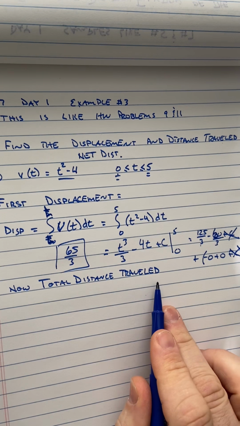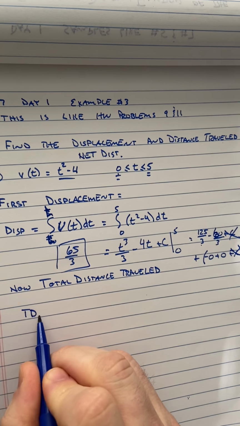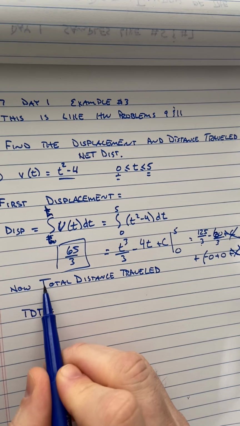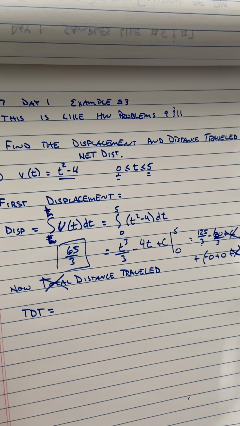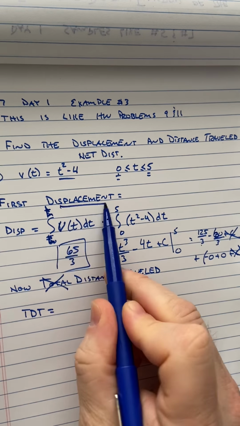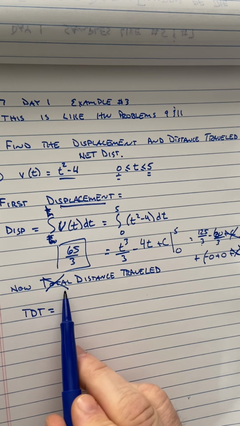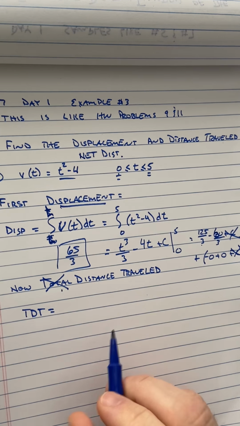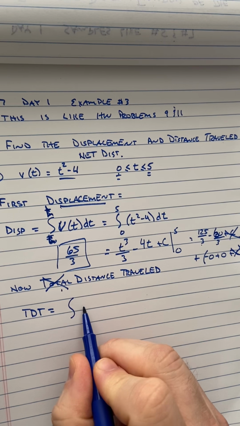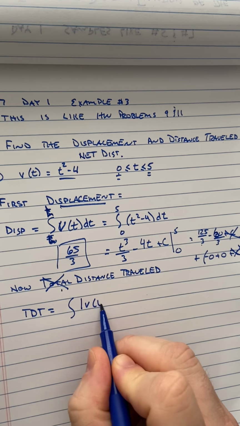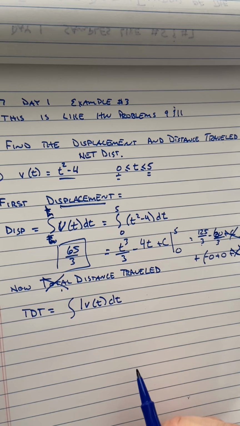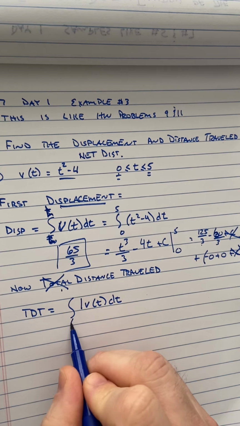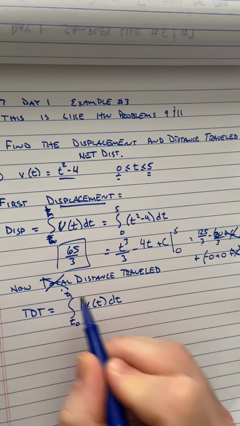Now the total distance traveled is a little bit trickier. Remember, the book sometimes doesn't use the word total. When they don't say displacement, they imply that it's the total distance traveled when they say the distance traveled. It's the antiderivative of the absolute value of the velocity machine with respect to time as we go from one t value to the next.